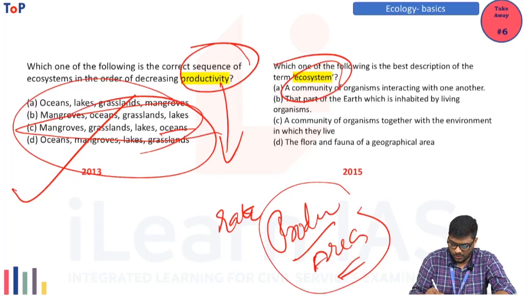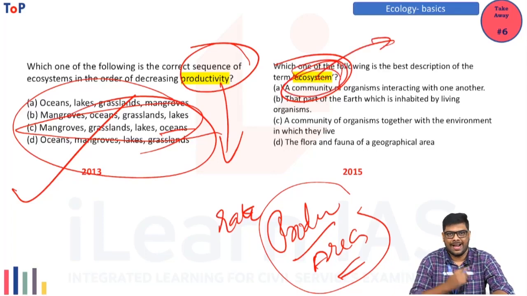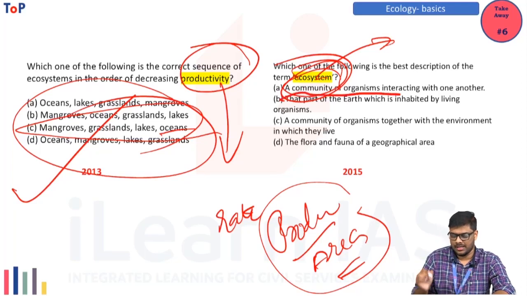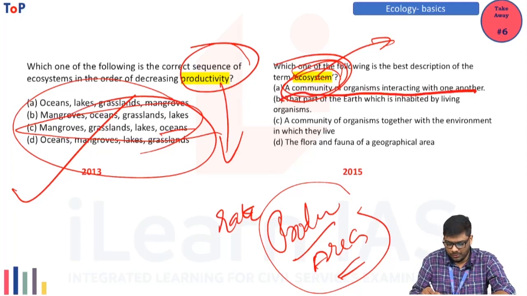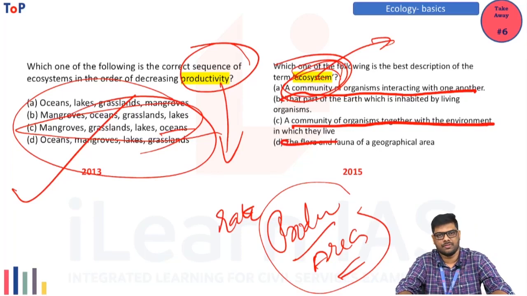Then regarding this question, ecosystem, this was a concept-checking question, and UPSC purposefully gave two similar options: a community of organisms interacting with one another, and a community of organisms together with the environment in which they live.